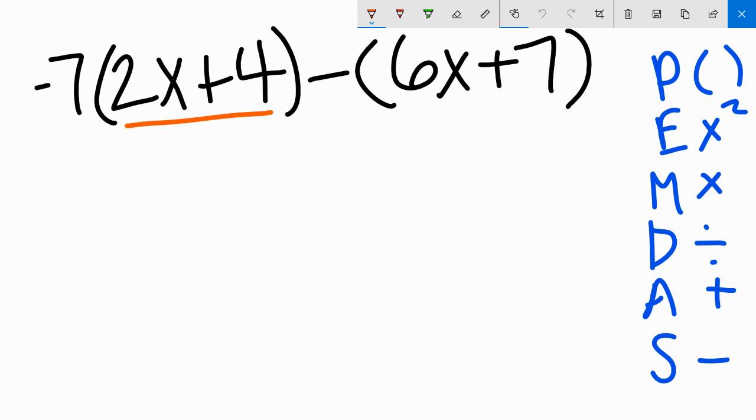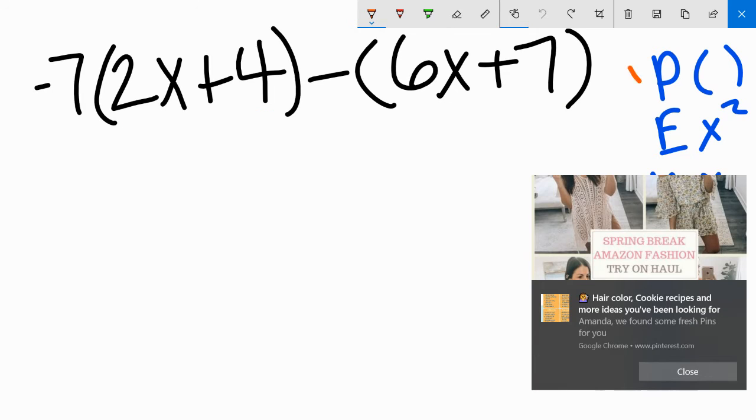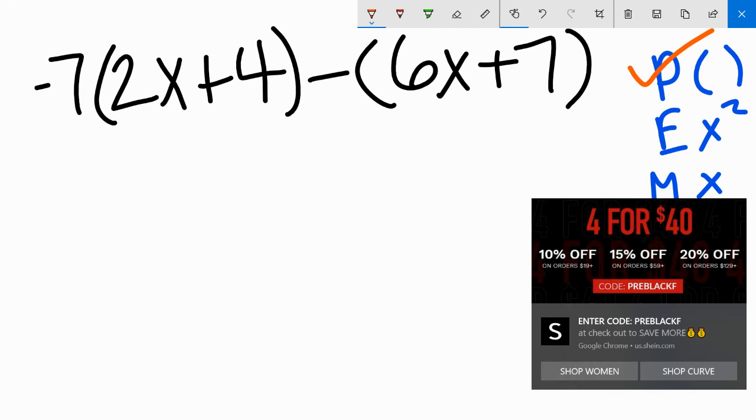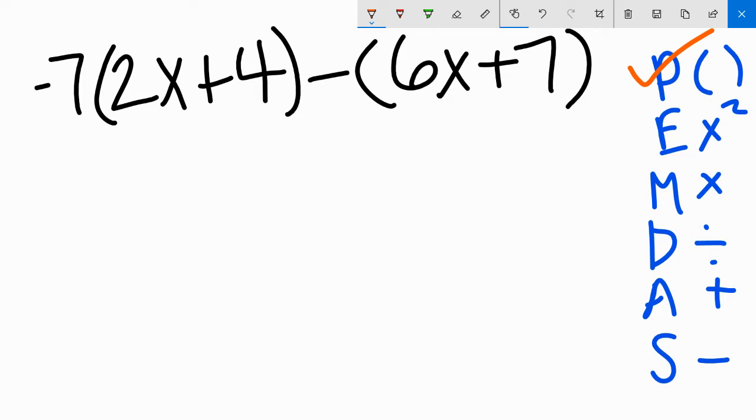Now, if we look inside of our parentheses, there is nothing to be simplified because 2x and 4 are not like terms since there's no x on both of those, and 6x plus 7 are not like terms because they don't both have the same variables. So I know that there's nothing to be done with parentheses, so that is done. Next, we are going to look for exponents. So I don't see any exponents in this whole expression, so that is done.